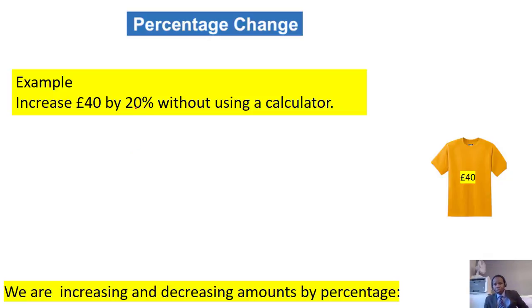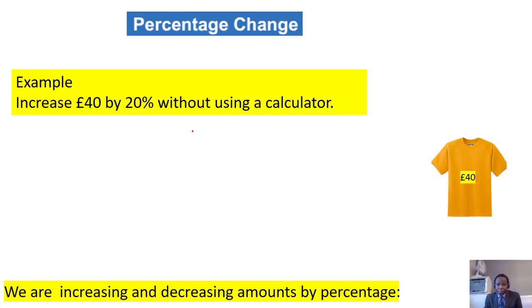Okay, so example one says increase £40 by 20% without using a calculator. So thinking about this t-shirt we have in front of us, the price now is £40, but the shop has said that they're going to increase the price by 20%. So how much is it going to be when the price goes up?